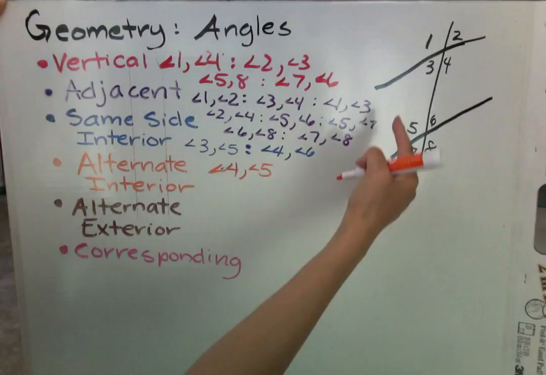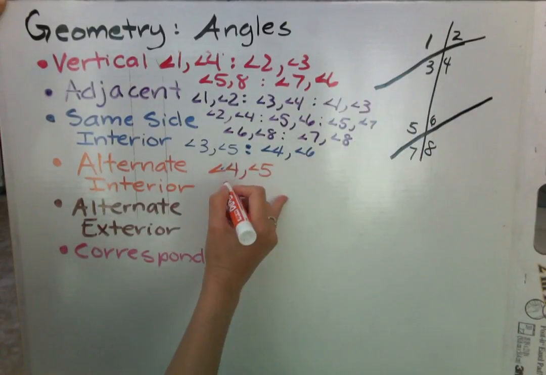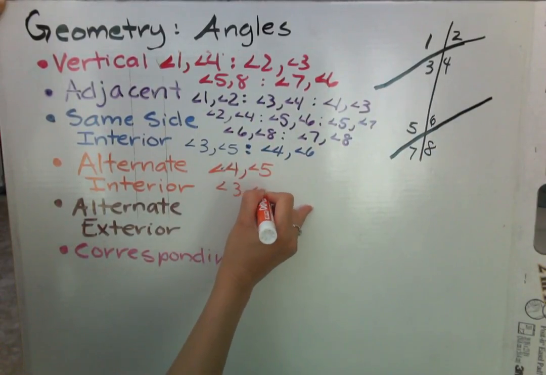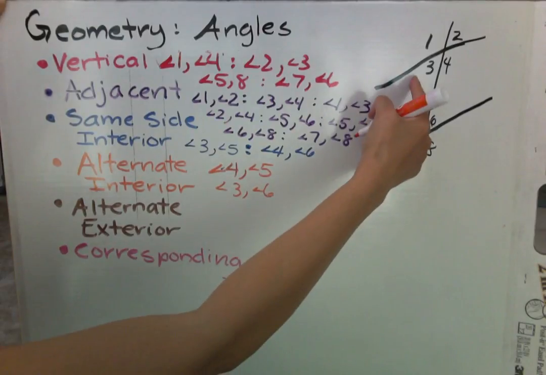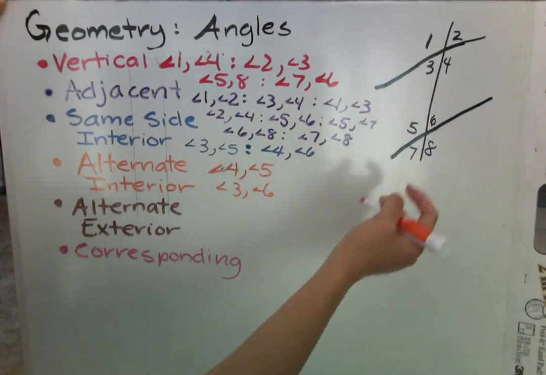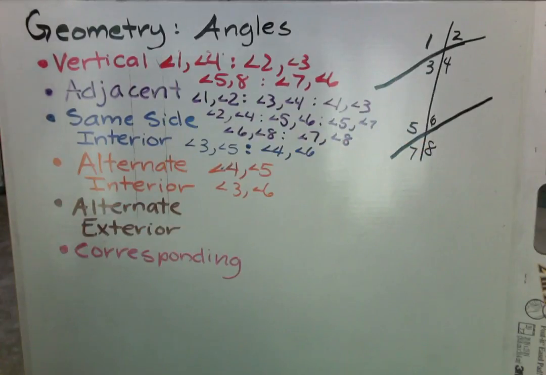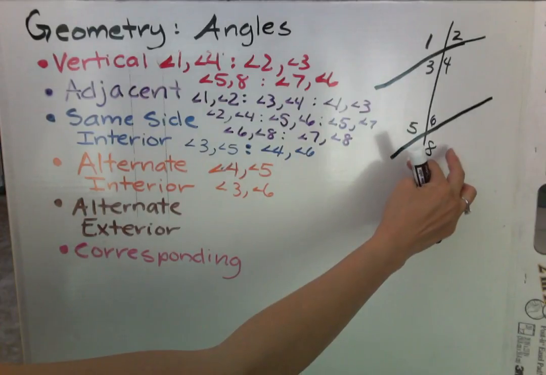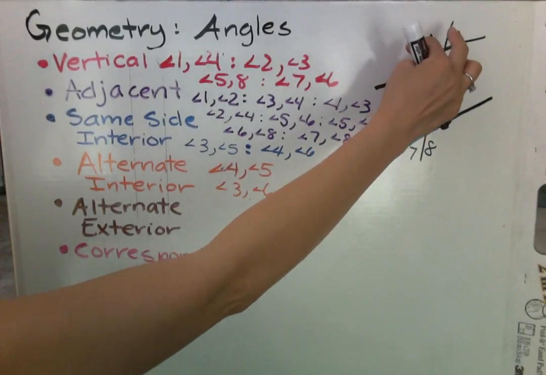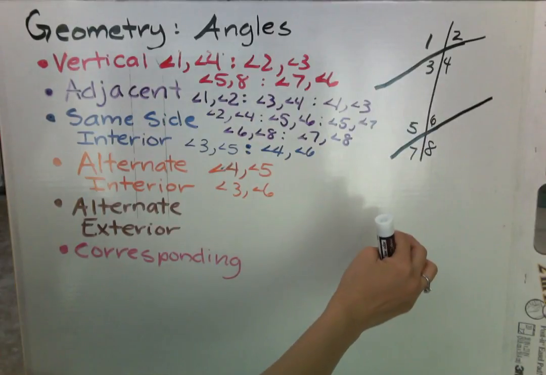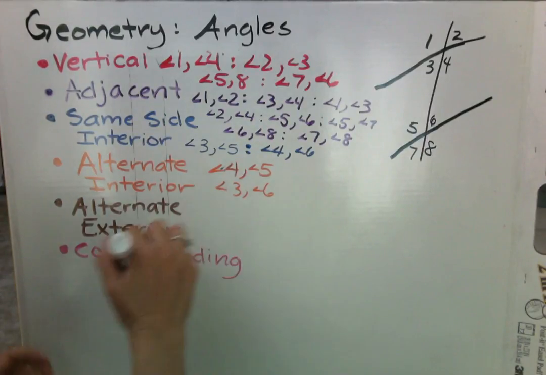The other alternate interior is angle 3 and angle 6. It's on the left side and it's on the right side of the transversal, but they are inside the two lines, interior. So you can assume that the exterior angles are the angles outside of those two lines. So 1, 2, and 7, 8 are exterior angles, and it alternates.